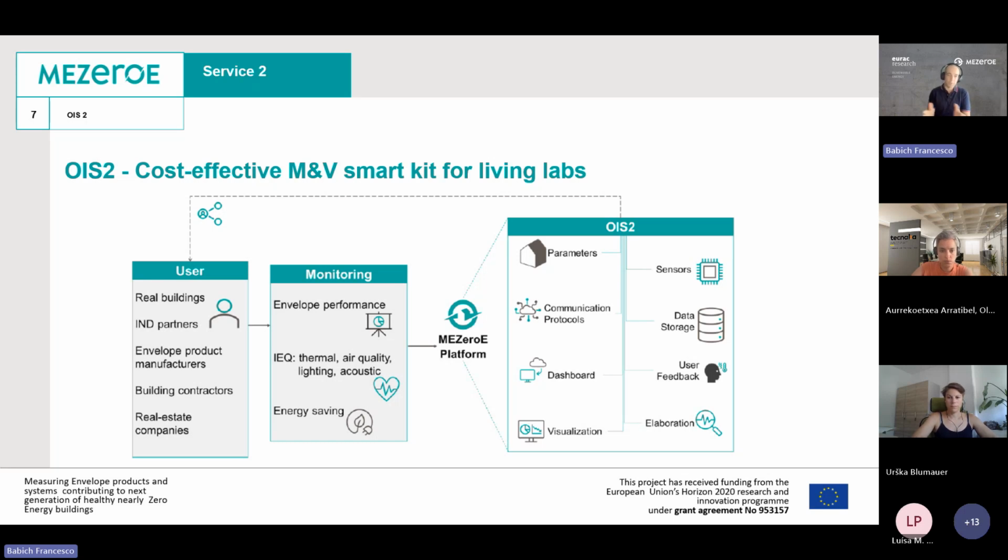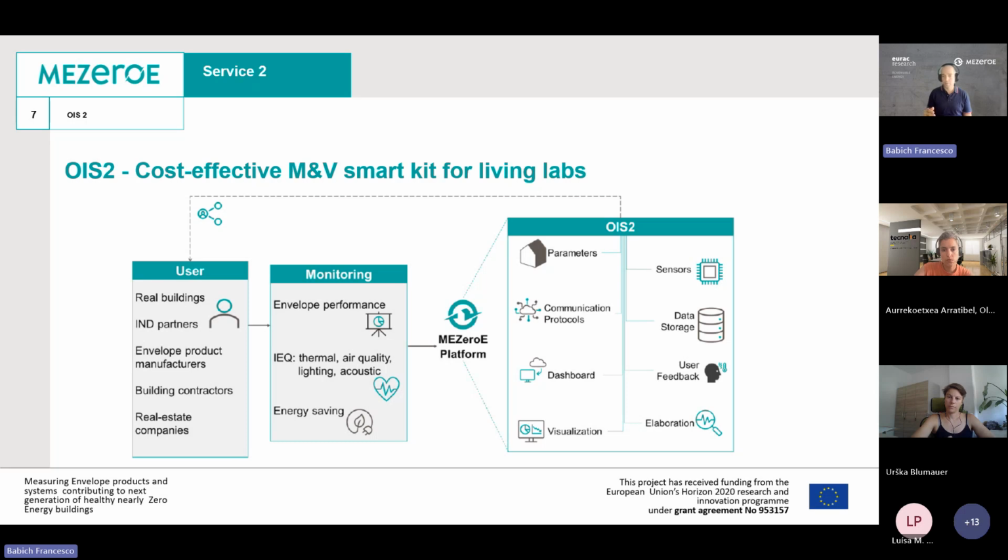They may want to know what happens inside the building as a result of having installed a certain envelope solution. So environmental quality, thermal comfort, air quality, lighting, visual, I would say, and acoustic. And the impact on the energy consumption that this new envelope may have. And technically, how it works is that we typically define certain parameters of interest, which are monitored via certain sensors, which can be chosen according to the needs of the different situations.